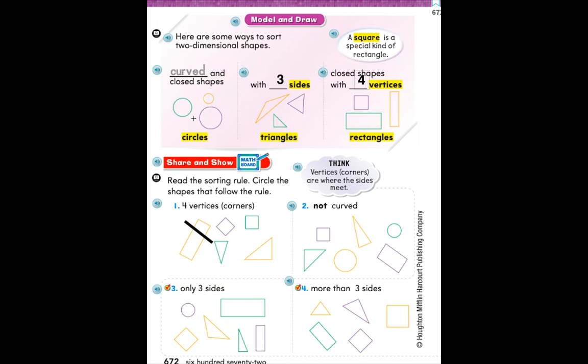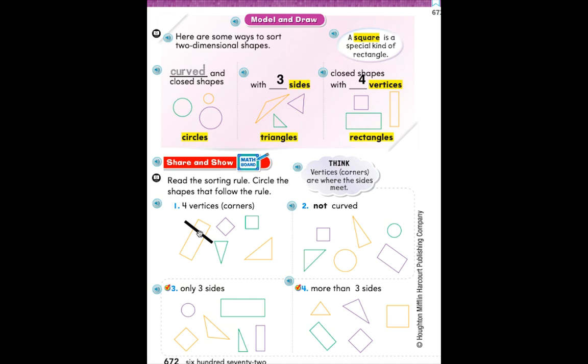And circles are curved shapes. They do not have sides or vertices. It goes on and on. They do not have any joining point. They do not have any sides. So it's curved. Circles are curved.